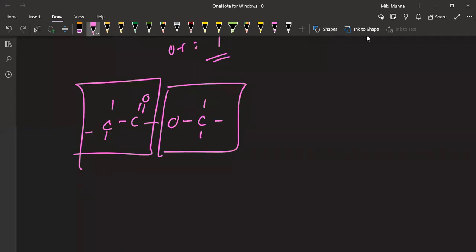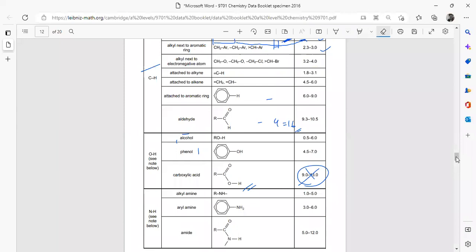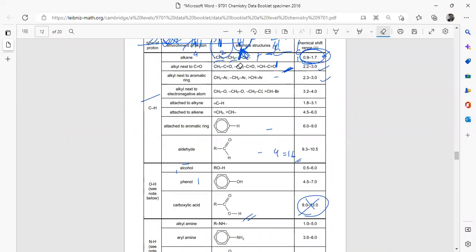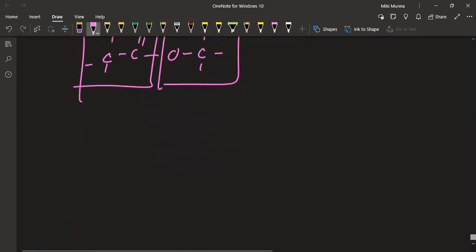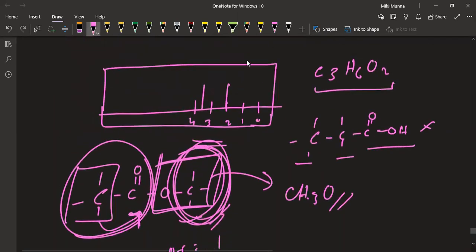Let's go back to our data booklet and observe here. Here is this group, CH3CO, and there is the CH3O group. So these are the two groups. One is at 2.2 to 3 and the other at 3.2 to 4. 2.2 to 3 is our CH3CO group. Yes, this is for CH3 C double bond O, and this is for CH3O.